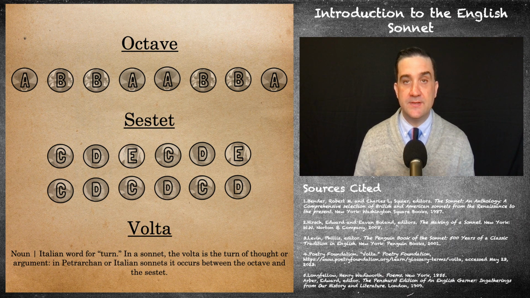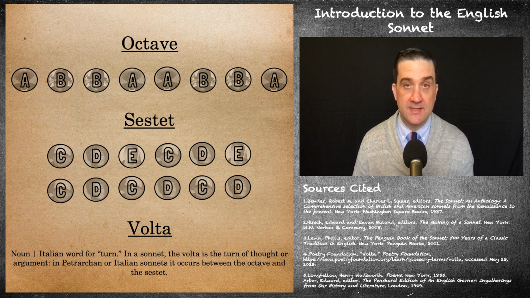Now, the volta appears in different places in a sonnet depending on if you're writing a Shakespearean sonnet or a Petrarchan sonnet. In a Petrarchan sonnet, the volta is going to occur typically between the octave and the sestet. So, to summarize, the Petrarchan sonnet features 14 lines of poetry written in iambic pentameter, featuring an octave, 8 lines of poetry, and a sestet, 6 lines of poetry, with a volta between the octave and the sestet.